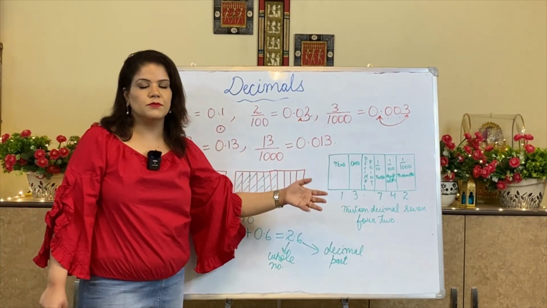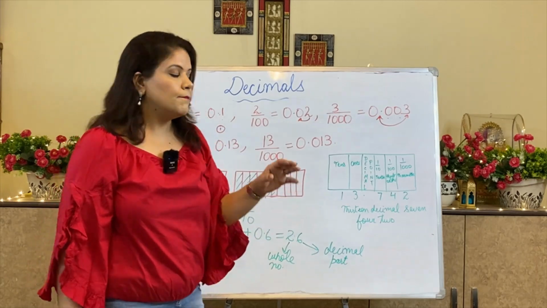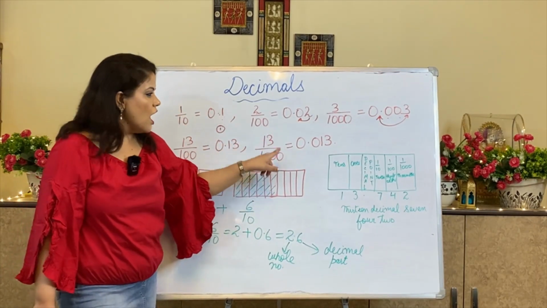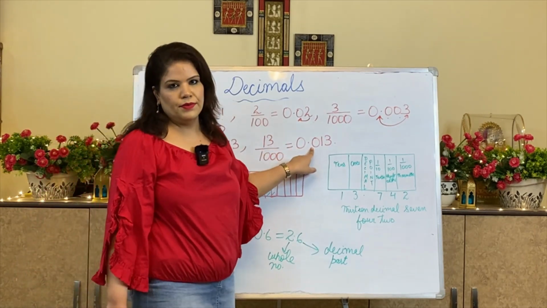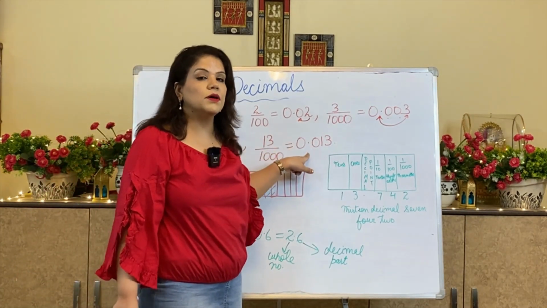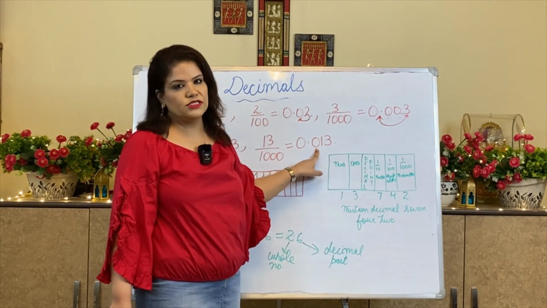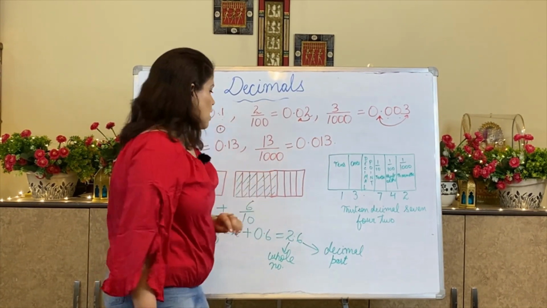So after the decimal we need a 3-digit number. But in the numerator we have a 2-digit number. So what will I be using? I will be using 1 zero here, in between the decimal and the numerator number. So here 0.013 will become.